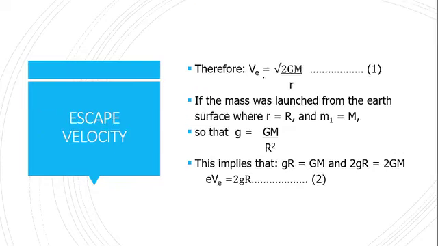Alright, so this is the formula for escape velocity. Escape velocity is given by the square root of 2GM over r. Of course, at this point, we know what G and M are. Also, if the mass was launched from the surface of the Earth, where the radius is r and m1 is the mass of the body, then acceleration due to gravity can be given by this equation. So what it simply means is that escape velocity can also be given by the square root of 2gr, depending on the parameters of the question.